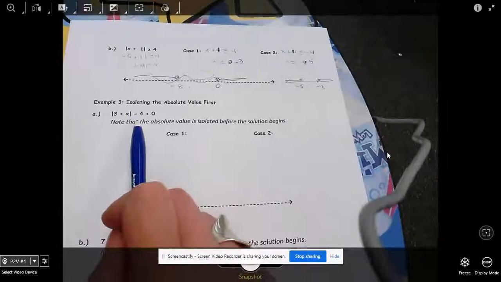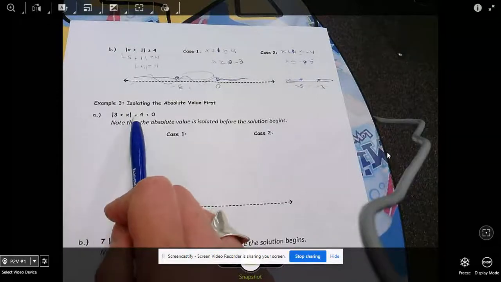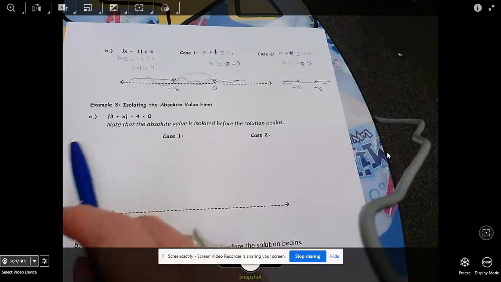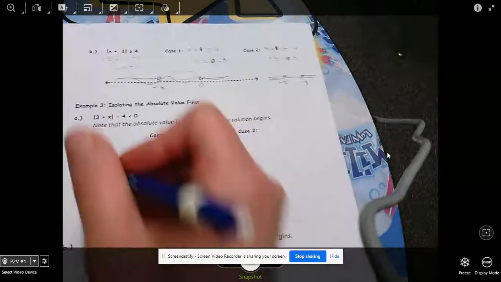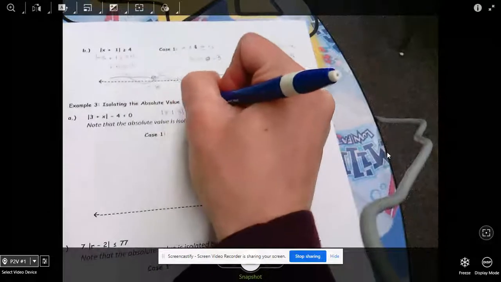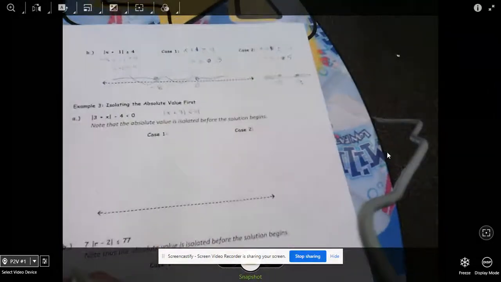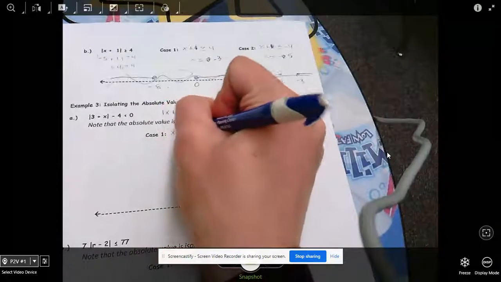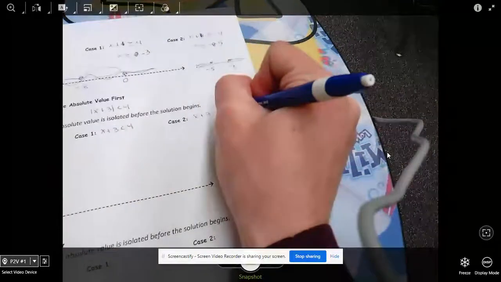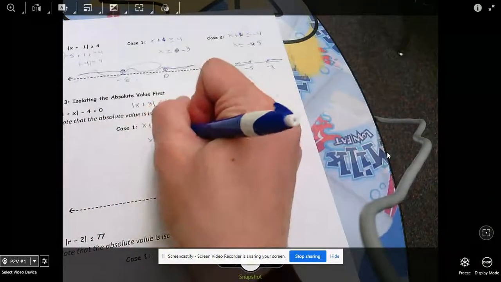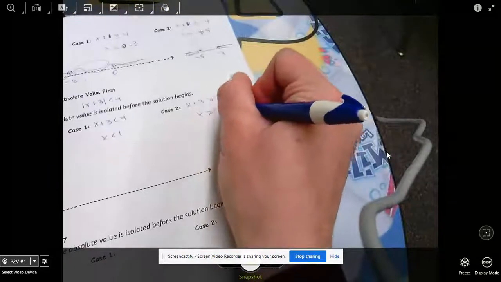Okay, now what if they don't have the absolute value bars by themselves? It says, note the absolute value is to be isolated before the solution begins. So we got to move that 4 over to then create our two cases. x plus 3 is less than 4, and x plus 3 is greater than negative 4. When I solve, I'm going to get x is less than 1 and x is greater than negative 7.